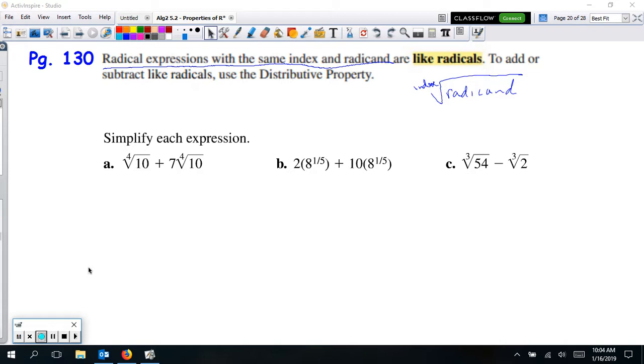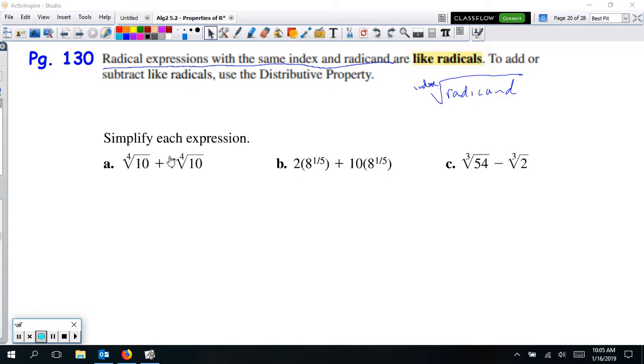Okay, so we're on the home stretch here. So if you go back to 130 one more time, just write down one more vocabulary word, which is for like radicals. And what you want to write down for like radicals is what I underlined here. Radical expressions with the same index and radicand are like radicals. And I just reminded you that index is the root that's outside here, radicand is the number underneath there. So like radicals will have the same index and they'll have the same radicand.